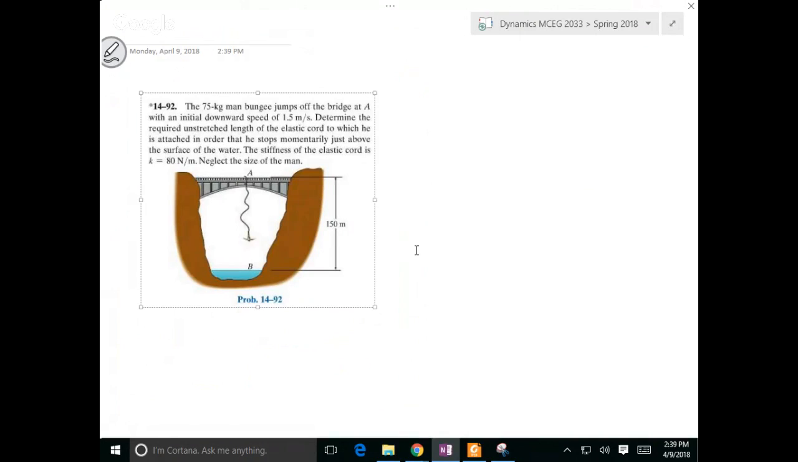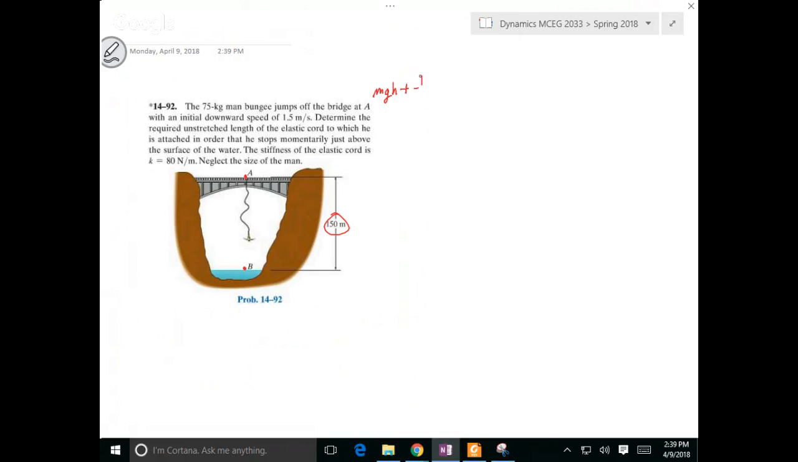So here we go, 75 kilograms. Okay, so let's start this up. I guess this is at the last section. So he jumps at the bottom. We carry at the, jump at the top, carry at the bottom. Okay, it's 150 meters.